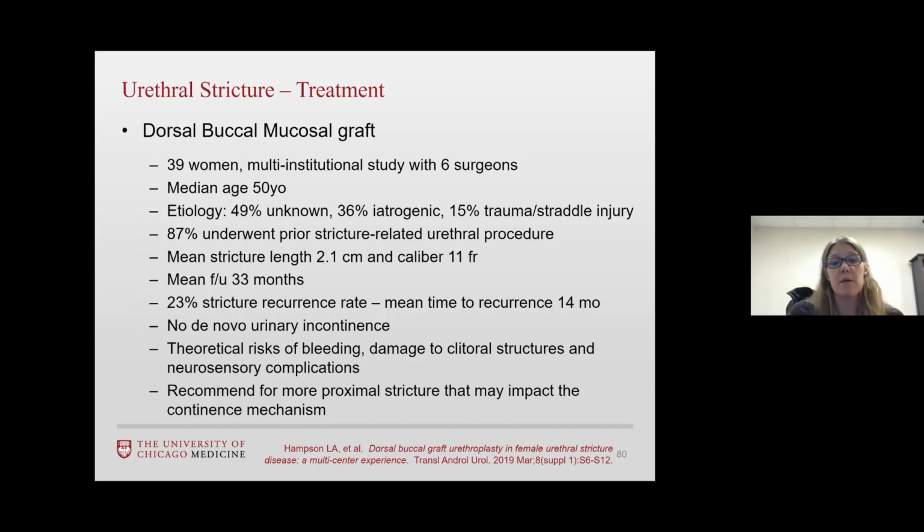They did follow them for a decent time. It was 33 months, and these are tough to treat. So there's about a 23% stricture recurrence rate. And interestingly, the mean time to recurrence is about 14 months.